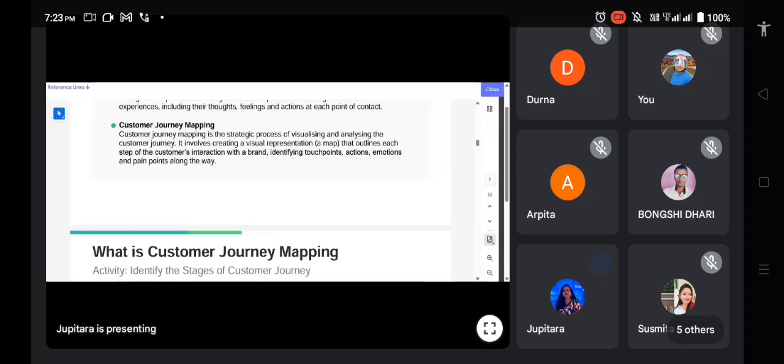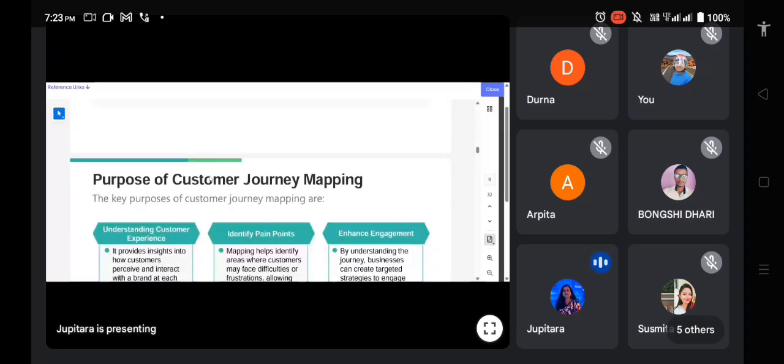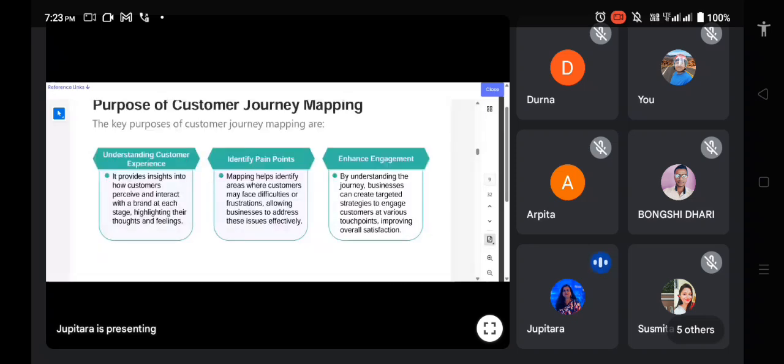Okay, so the main purpose of this customer journey mapping is to understand the customer experience, identify the pain points, in the sense where the customer is facing problem, whether he is facing problem in understanding the features of the product, whether he is having problem in purchase, whether he has problem in customer service, where are the pain points. So this customer journey mapping helps that.